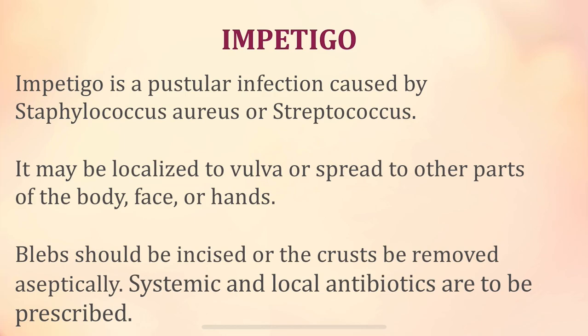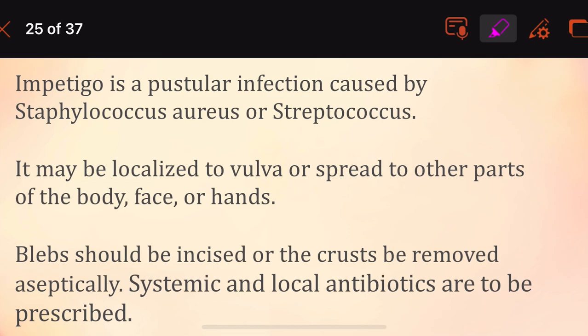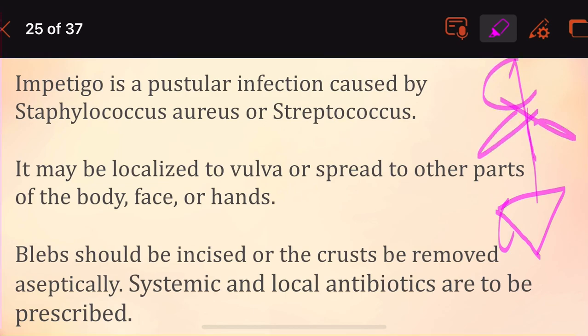We have next impetigo. Impetigo is a pustular infection which is caused by Staphylococcus aureus or it could also be because of Streptococcus. Impetigo can be localized to the vulva or it can also spread to other parts of the body, the face or the hands. So guys, impetigo starting in the vulva can then spread to the person's face and the hands and then the entire body.